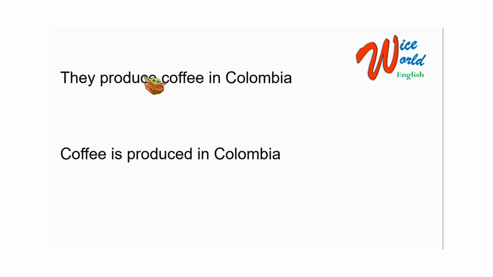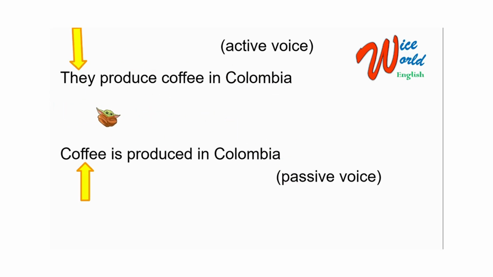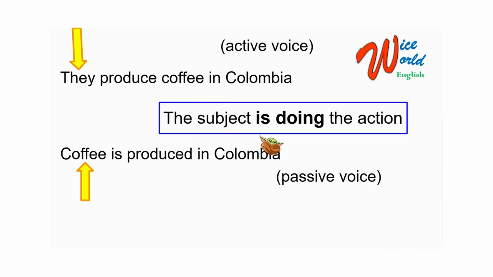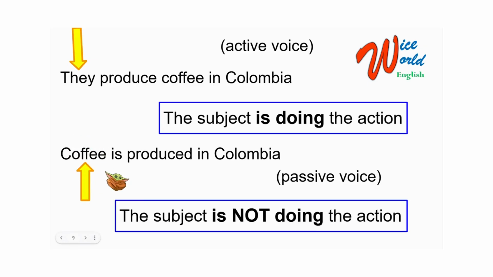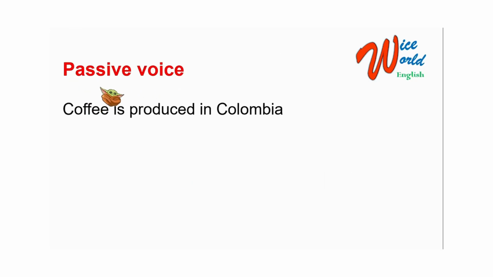Okay, so in conclusion, always look at the subject to notice the difference between active voice and passive voice. Look at the subject. In the first sentence, the subject is doing the action? Yes. In the second sentence, the subject is doing the action? No, the subject is not doing the action, and that's why we use passive voice. Now, how do we write sentences in passive voice? So look at the example. Coffee is produced in Colombia.